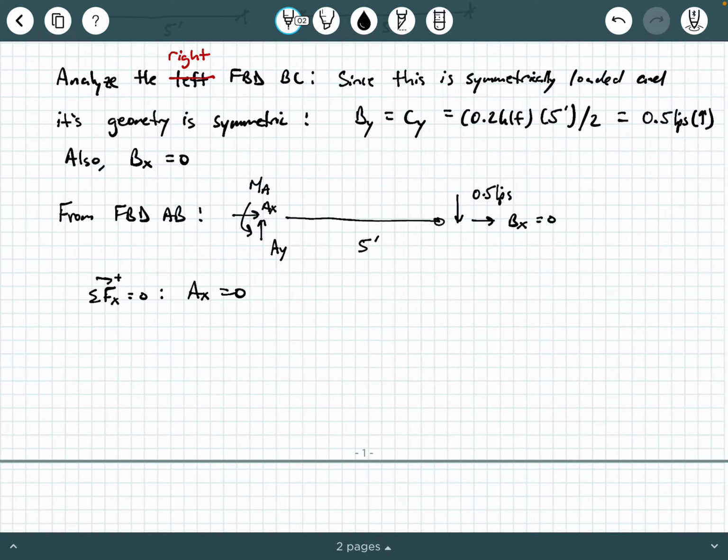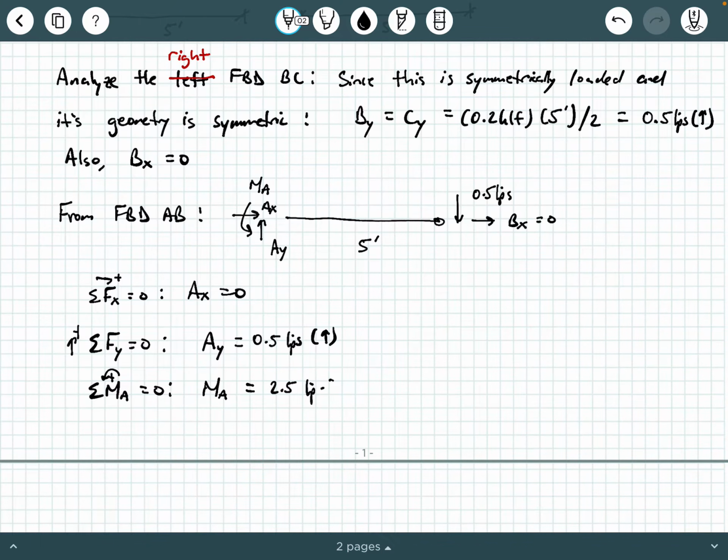And so clearly we can say by summing forces in the x direction, we see that AX is 0, and then hopefully you can look at this and just be able to tell that by inspection, or you can write some of this out. Summing forces in the y direction shows us that AY equals 0.5 kips reacting upwards, and by summing moments about point A, we can clearly see that the moment reaction at A is 2.5 kip feet reacting counterclockwise. So these are all of our external reactions along with Cy.